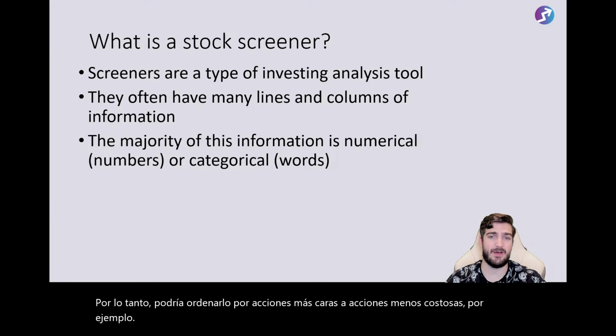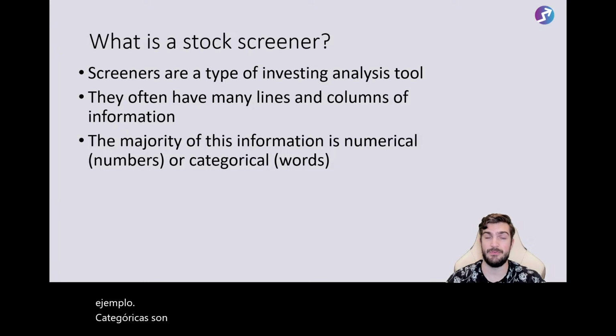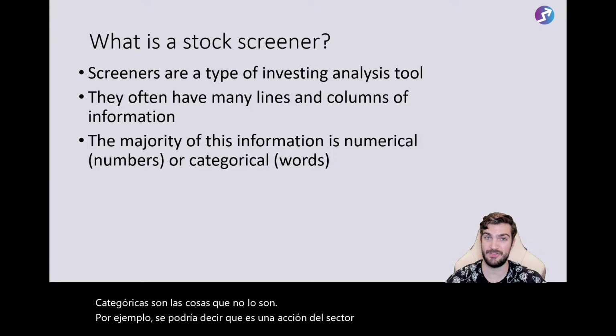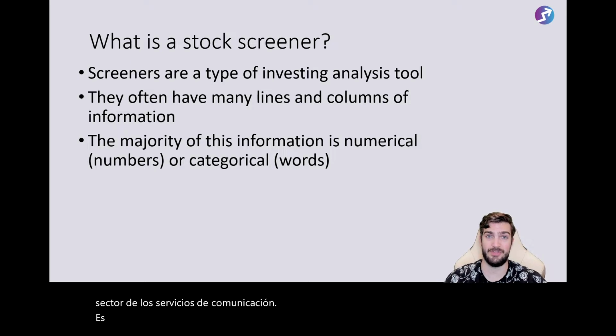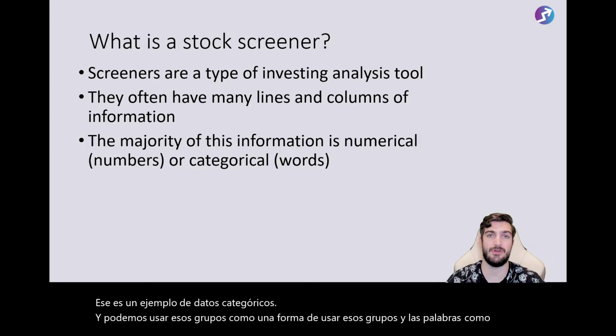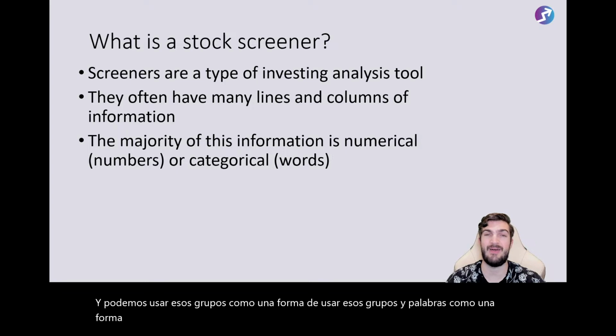Categorical are things that are not numbers. So for example, you could say it's a stock in the technology sector. It's a stock in the communication services sector. That is an example of categorical data. We have different groups, and we can use those groups and words as a way of putting together different companies and allowing us to filter based on those words.